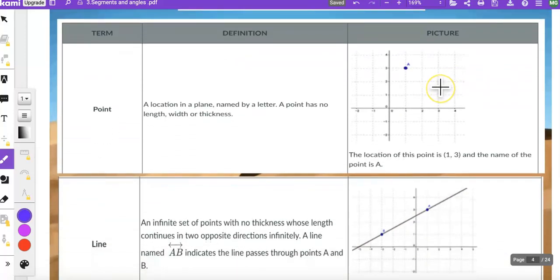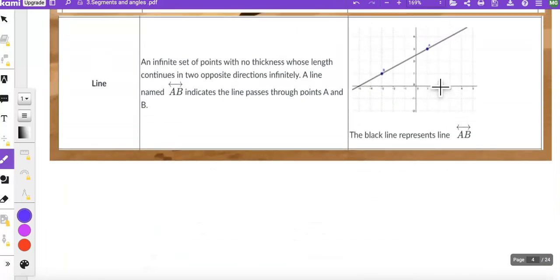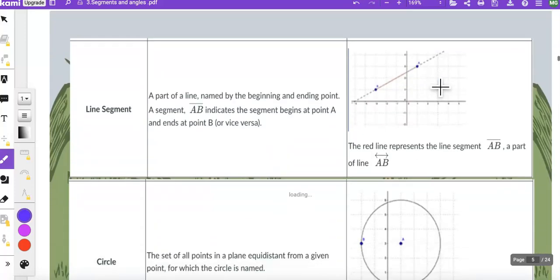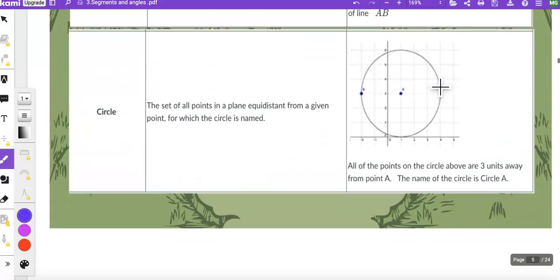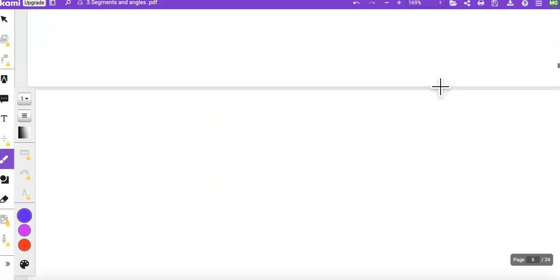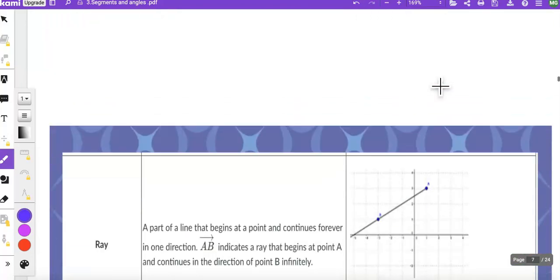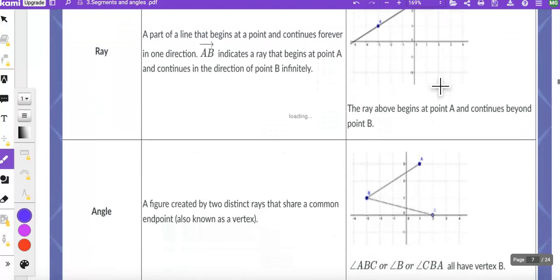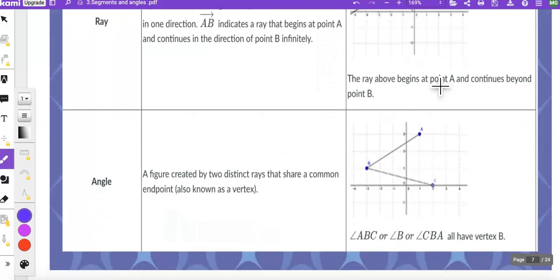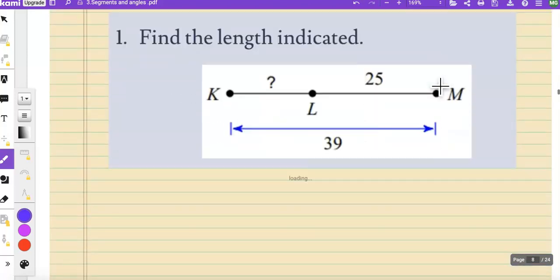Now these are your geometric terms which I have already explained to you. I have talked to you about the definition of a point, then I explained line, and this is about your line segment, this is about your circle, and then parallel lines, perpendicular lines. I have also given you ray and angle, and I have given you definitions also. So everything goes in your notes.